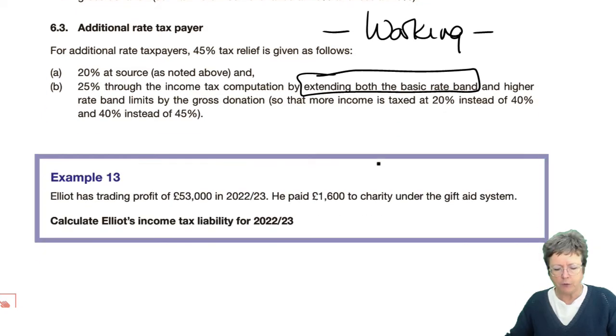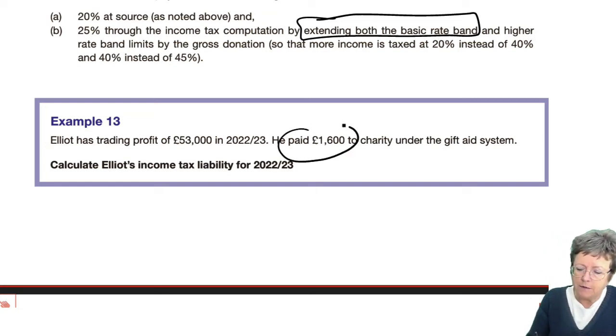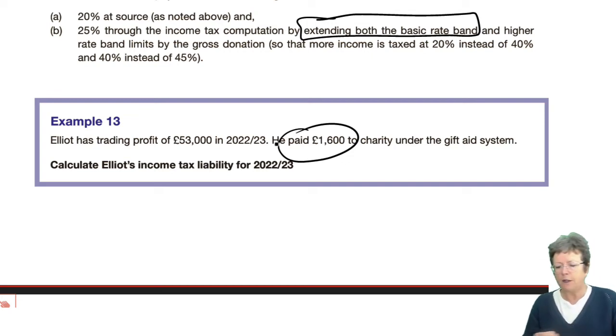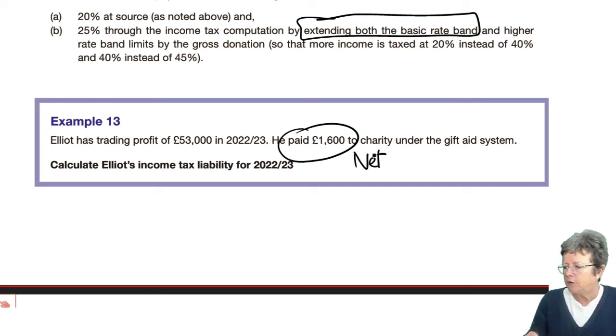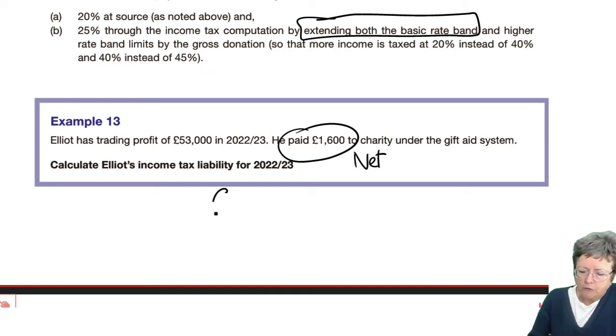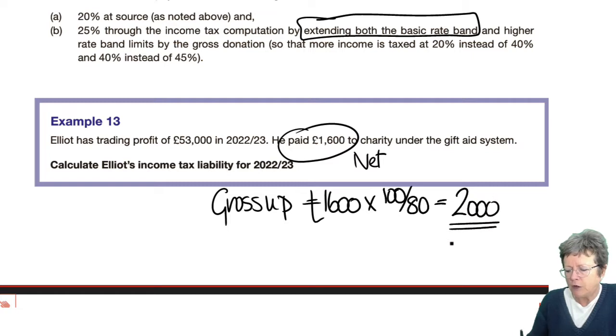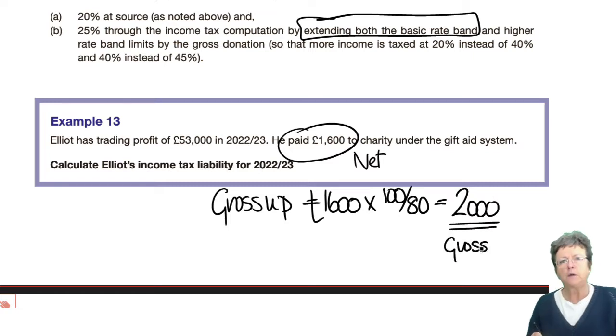So we're going to have a look at example number 13 here of Elliot. Remember, read the question carefully. He paid that to a charity, so that's the net figure. We need the gross figure in order to be able to extend the basic rate bands. So to gross it up, that £1,600 needs to be multiplied by 100 and divided by 80, which will give us £2,000. And that gross figure there is the figure that we use in our answer.